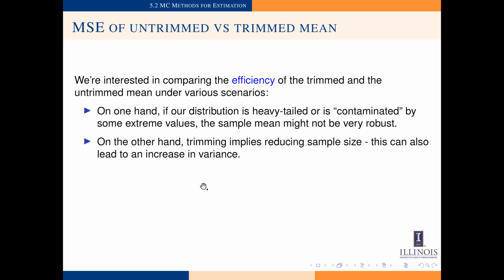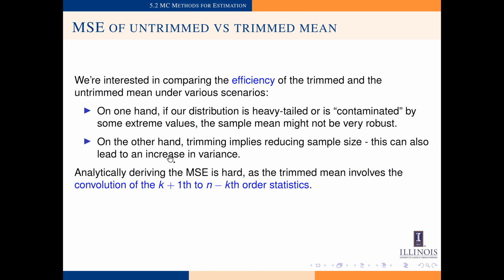On the other hand, trimming implies that we are getting rid of some of our samples, so it's reducing our sample size. This can also lead to a decrease in efficiency, in other words, an increase in variance, because we have a lower sample size by getting rid of some of the observations at the bottom and the top. So you can see it's not that straightforward. When exactly is the trimmed mean more efficient, and when exactly is the untrimmed mean more efficient?